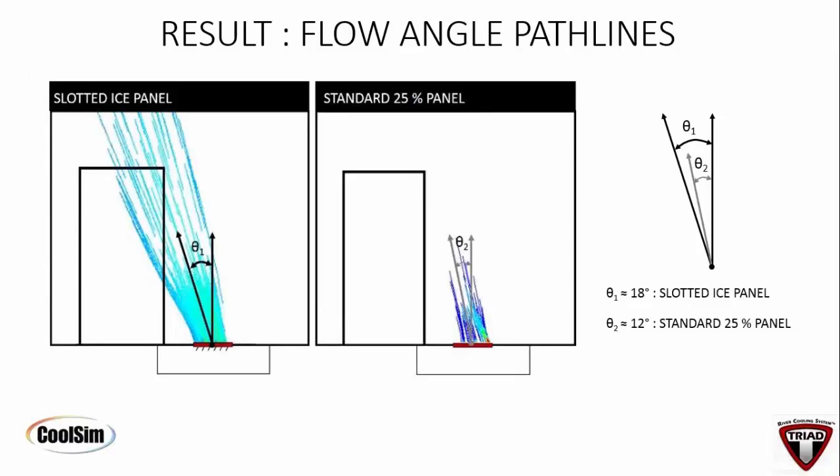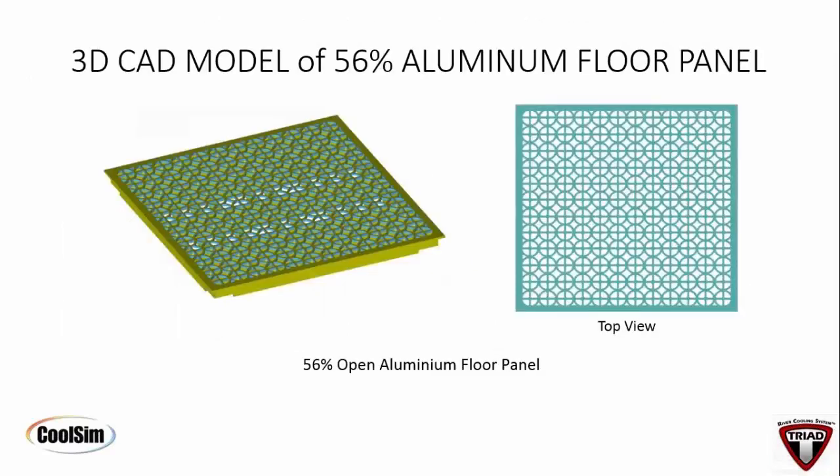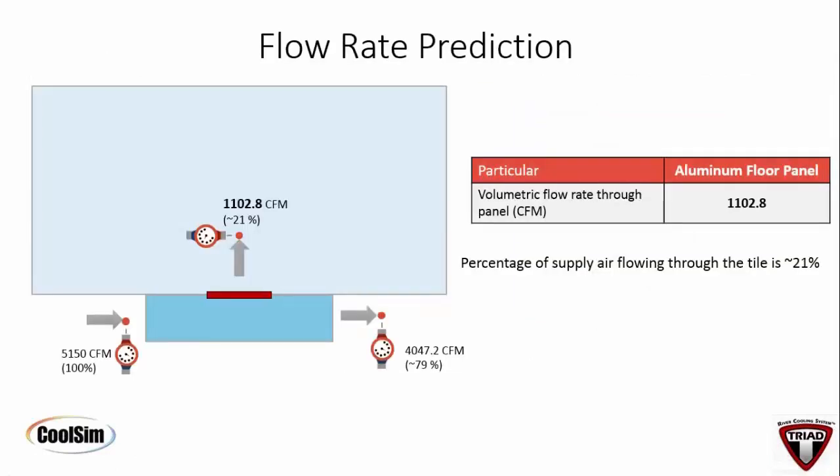So triad tile looking much better. We also took a look at the 56%er. This one was very interesting. This is a design I see a lot when people are using high density. They put these in. And the flow rate coming out of this thing is incredible.